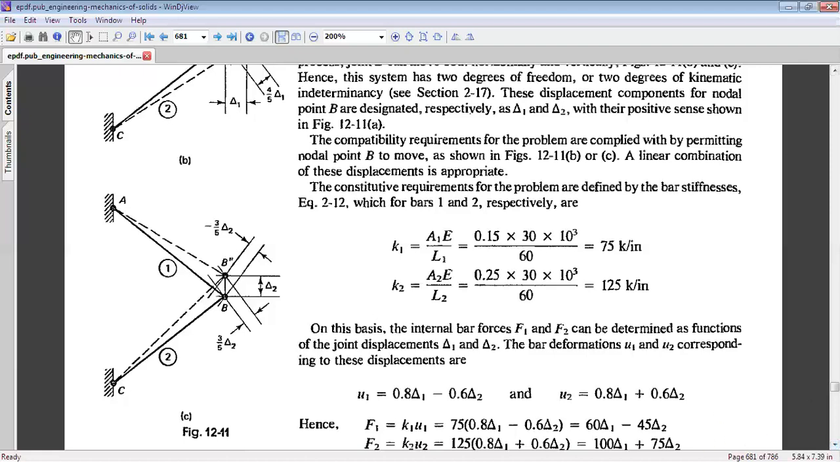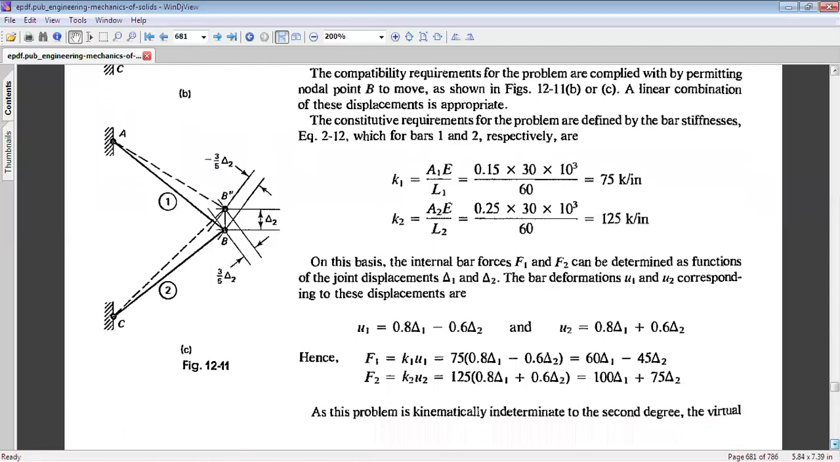Now, we had seen the effect of delta 1 and delta 2 on the individual stretch or contraction of members AB and BC. So we can very easily now see that the stretch of member 1 can be written as U1 equal to 0.8 delta 1 minus 0.6 delta 2. And similarly, the stretch of member 2 can be written as U2 equal to 0.8 delta 1 plus 0.6 delta 2. So U1 and U2 are given by these expressions for given values of delta 1 and delta 2.